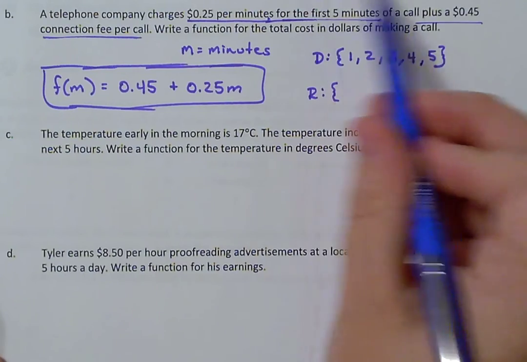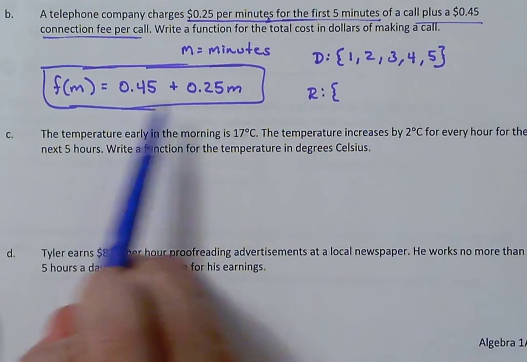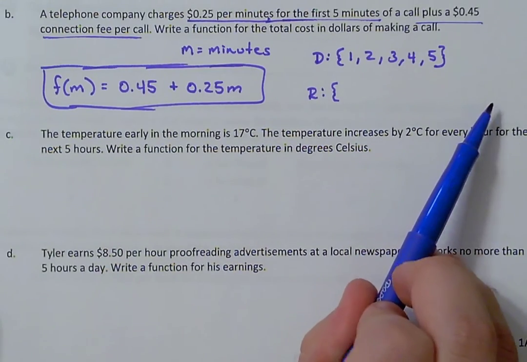So I will leave that part for you like we did up in A. Plug in 1, 2, 3, 4, and 5 for m, and then once you get those values, that's your range.